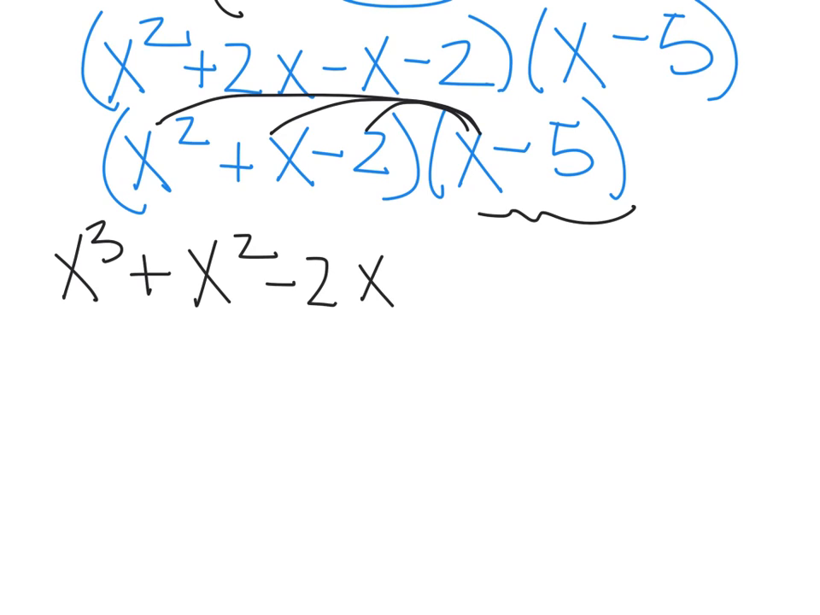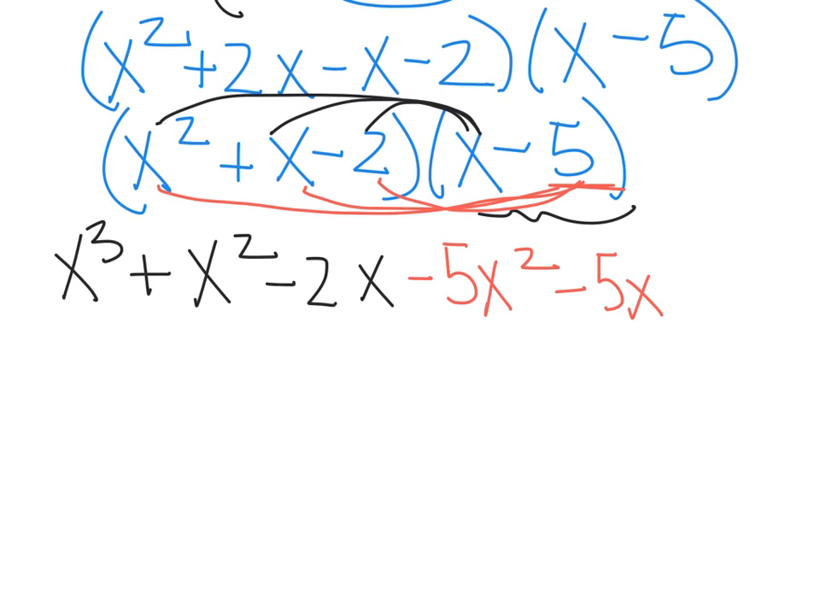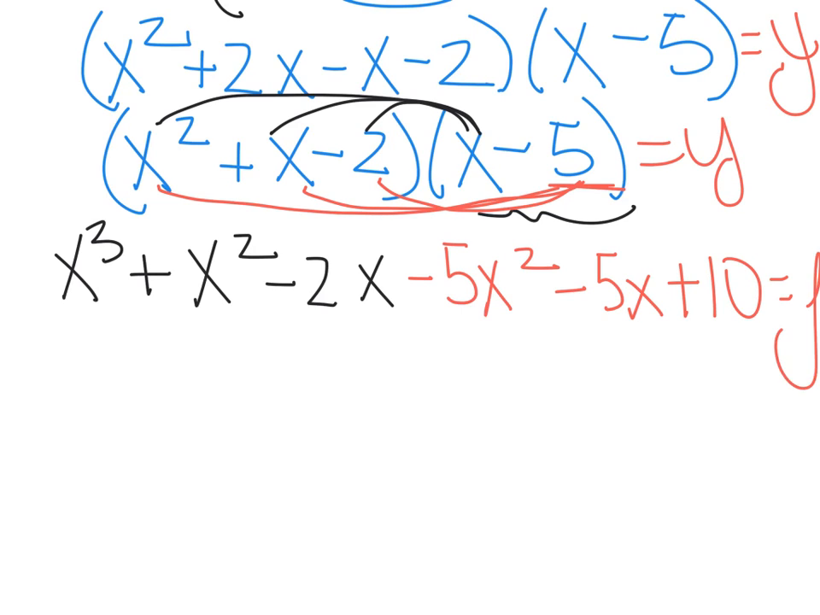And now I'm going to take the negative 5, and I'm going to distribute that guy. Negative 5 times x squared is negative 5x squared. Negative 5 times x is negative 5x. And negative 5 times negative 2 is plus 10. And now I just need to combine like terms. And something I actually should have been doing the whole time was setting this equal to either y or 0 for writing it as an equation. Then we should set it equal to y.